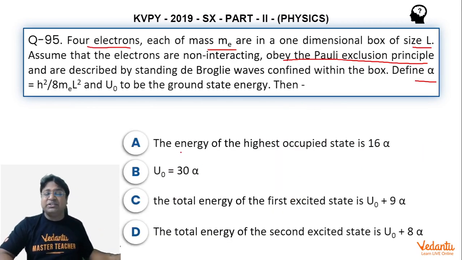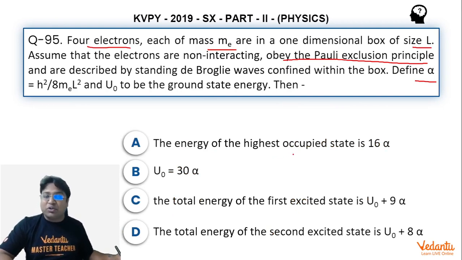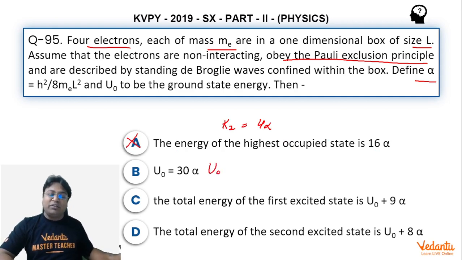Option A says the energy of the highest occupied state. Now, the highest occupied state was the second state. So K2 would be equal to 4 times alpha and not 16 alpha. So this is incorrect. U naught will represent the ground state energy, which corresponds to n equal to 1, so it will be equal to alpha. U naught will be equal to alpha and not 30 alpha. So this is also incorrect.